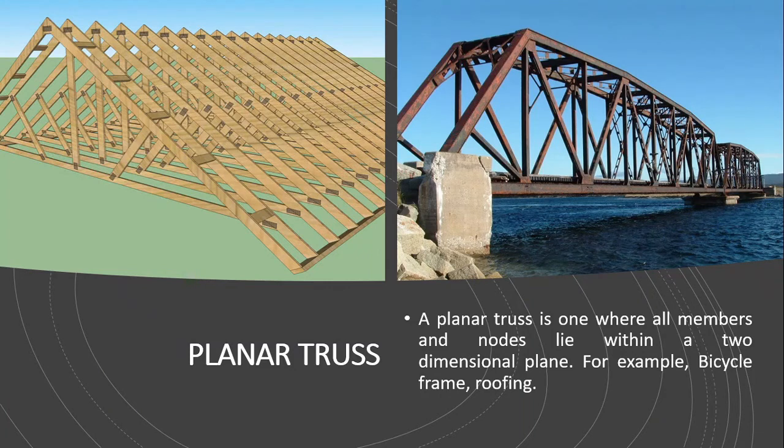So basically we have two types of basic truss. One is planar truss. Planar truss is the one where all the members of the truss lie in only two-dimensional space, just like as shown in these pictures. For example, bicycle frame or roofing. So all of these trusses are 2D.